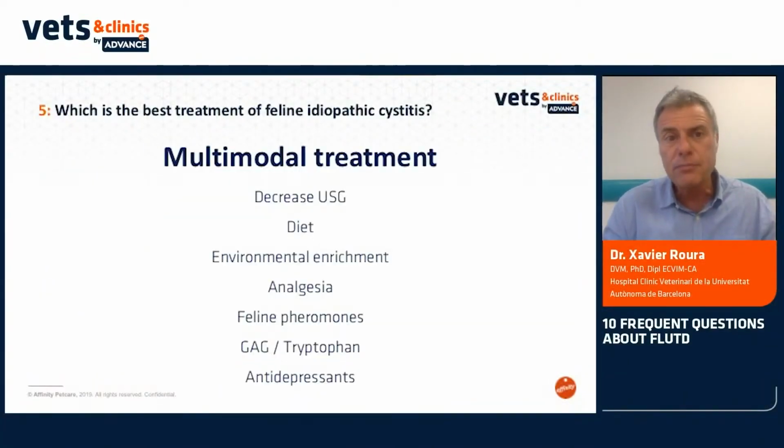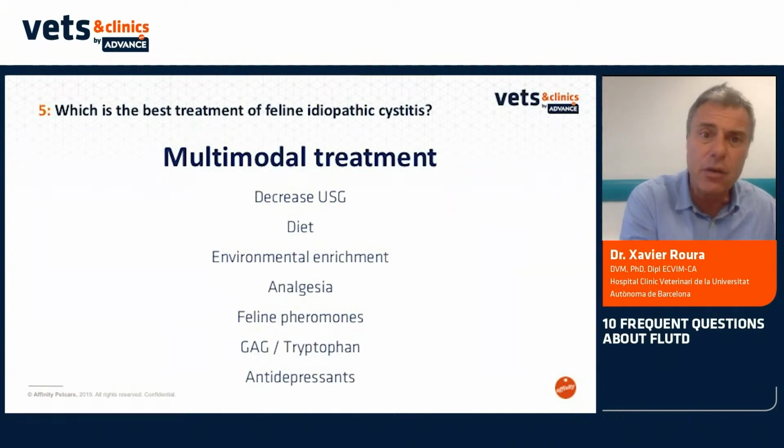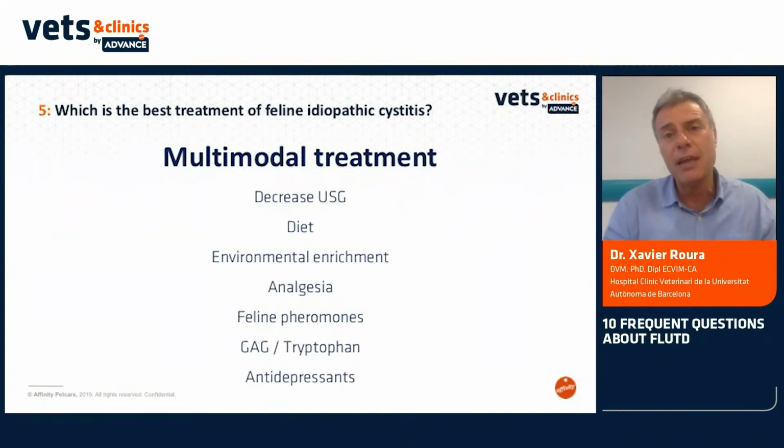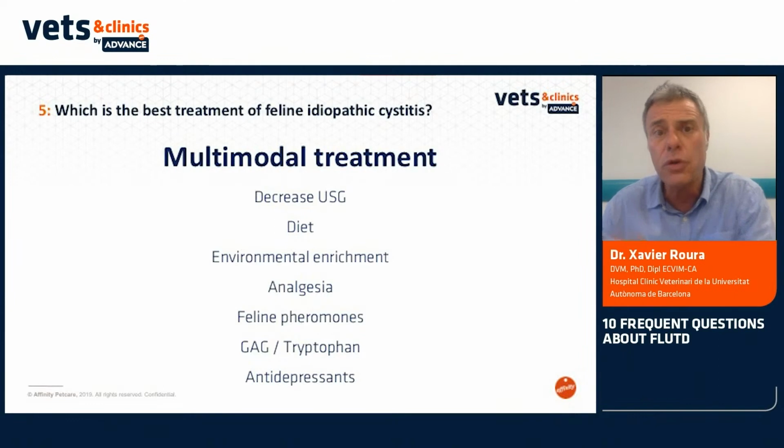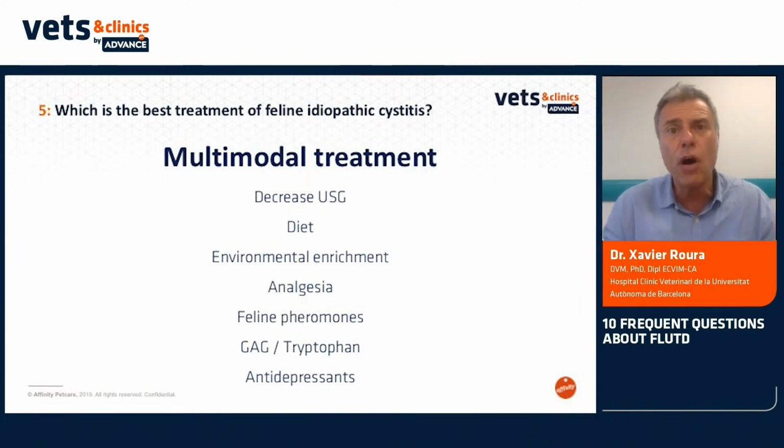So at this point, because we don't know the exact cause of feline idiopathic cystitis, and probably everything is connected to the concentration of the urine, the composition of the urine, and also this feeling of anxiety, this feeling of stress, this feeling of fear, the treatment of feline idiopathic cystitis is a multimodal treatment. So there is not just one treatment.